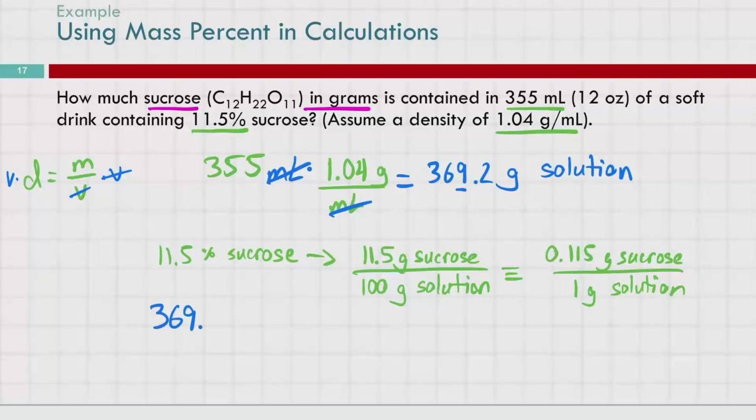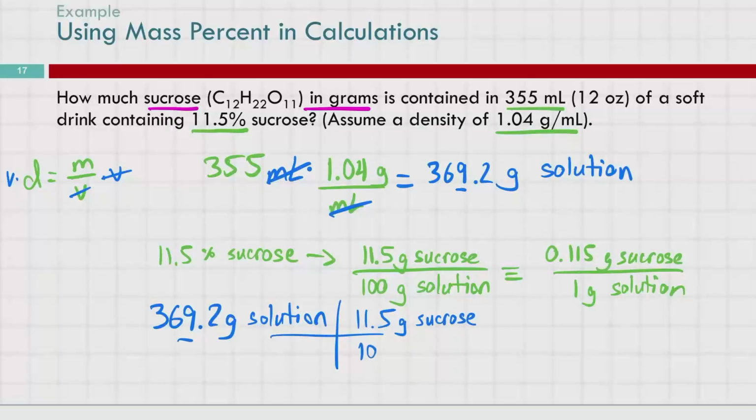So 369.2 grams solution multiplied by 11.5 grams sucrose over 100 grams solution equals, grams of solution cancel out, and we get 42.5 grams sucrose for our answer.